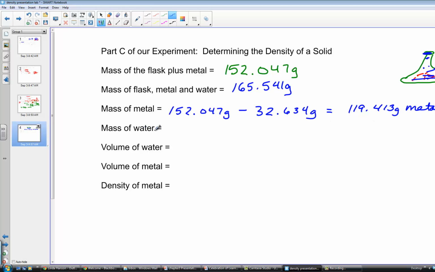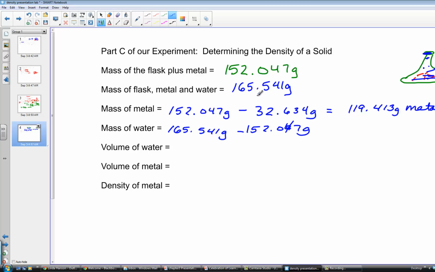Alrighty. Well, how much did the water weigh? Here we have the mass of everything, including the water, 165.541. What would we subtract to find just the mass of the water? Well, wouldn't we want this mass right here? 152.047. I know that comes out as a 9, but that's me dragging the pen on the slide here.